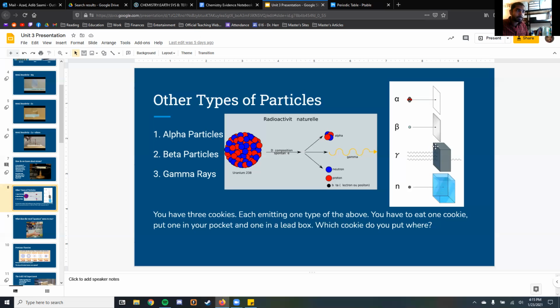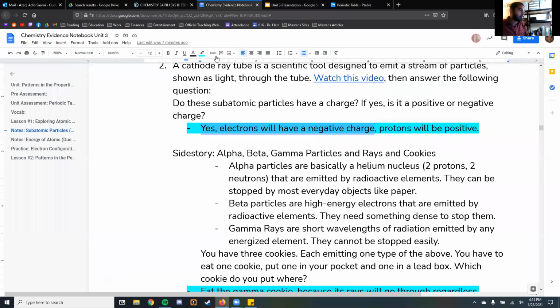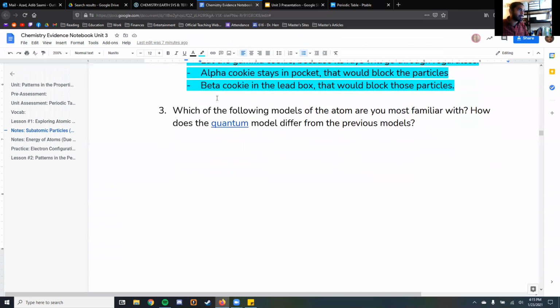If we had to decide which cookie to eat, we're going to eat the gamma ray cookie. The reason being, whether you put it in the box, in your pocket, or in your mouth, the gamma ray is going to go through it, so you might as well just eat the gamma ray cookie. Which one do you put in your pocket? You put the alpha particle cookie in your pocket because those alpha particles will be blocked by your pants. It's thick enough that those particles probably can't go through. Finally, you put the beta particles in the lead box because you need a stronger material to stop a beta particle. And so we have that answer right there.